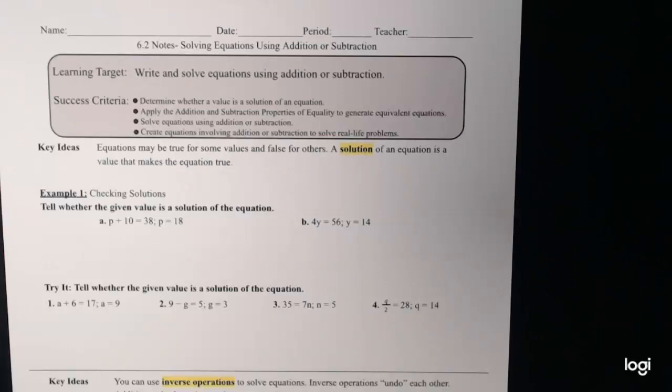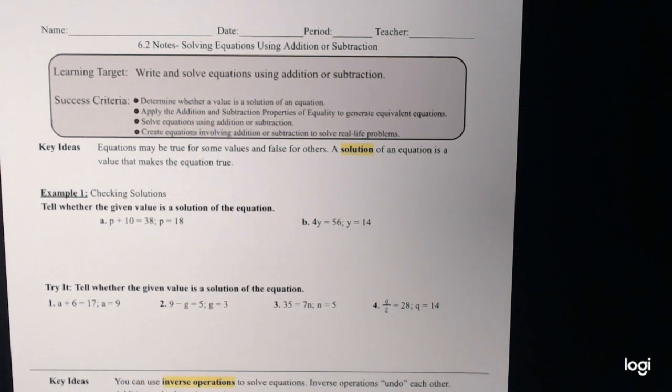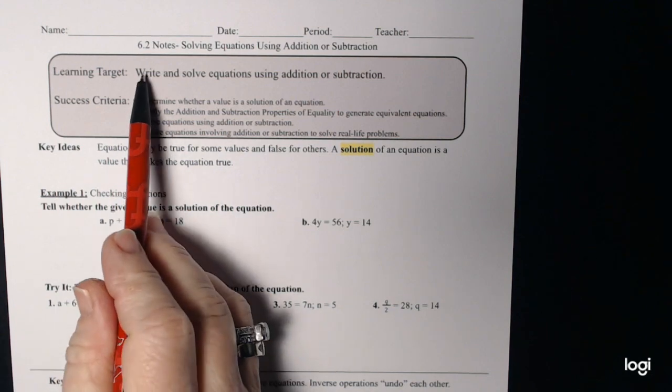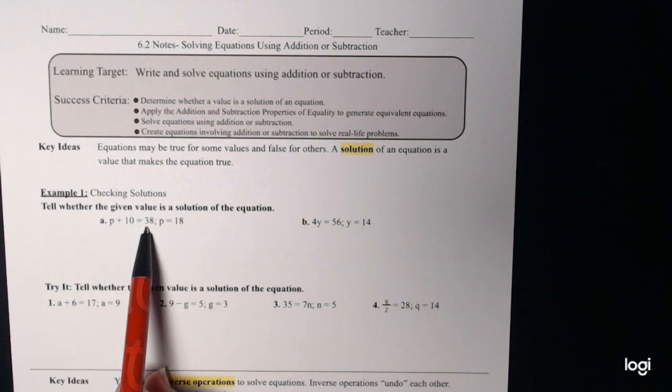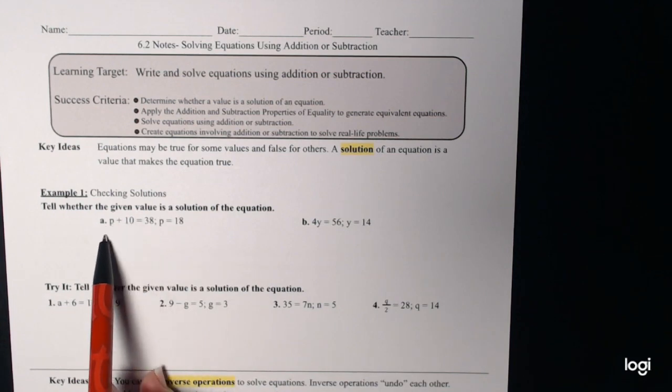Today you're going to notice we're moving on to lesson 6.2, which is solving equations using addition or subtraction. So we're going to move on from what we did for lesson 6.1. In lesson 6.1, we were writing equations. We would read the phrase and we would put our equal sign and our variable.